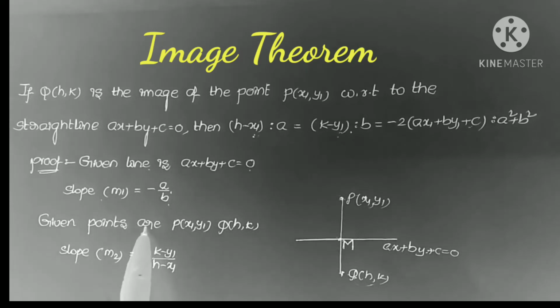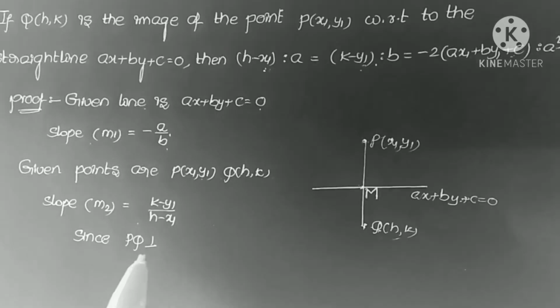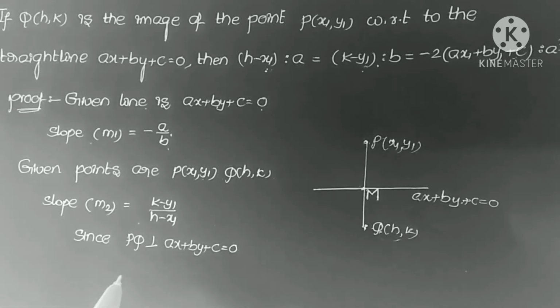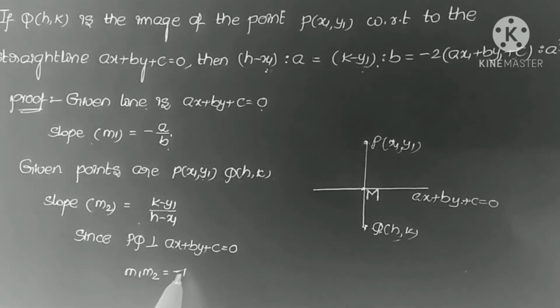Next we write the given points, which are P(x1, y1) and Q(h, k), and the slope of the line PQ is equal to (k - y1)/(h - x1), that is, we apply the formula (y2 - y1)/(x2 - x1). Next, since the two lines are perpendicular to each other, the product of slopes is equal to minus 1. Since PQ is perpendicular to the given line ax + by + c = 0, the product of the slopes is minus 1, which is m1 into m2 equals minus 1.